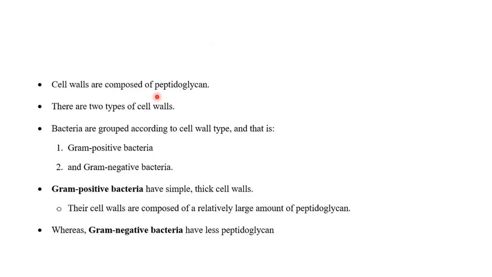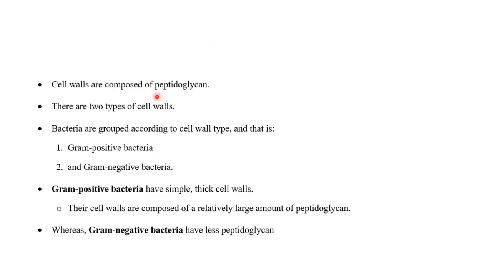And those cell wall types, we talked about this when we were talking about the learning unit, about the outcomes that you need to have and take home after you have dealt with the chapter. They are gram positive bacteria and gram negative bacteria. Gram positive bacteria have simple thick cell walls, composed of a relatively large amount of peptidoglycan, whereas gram negative have less peptidoglycan.